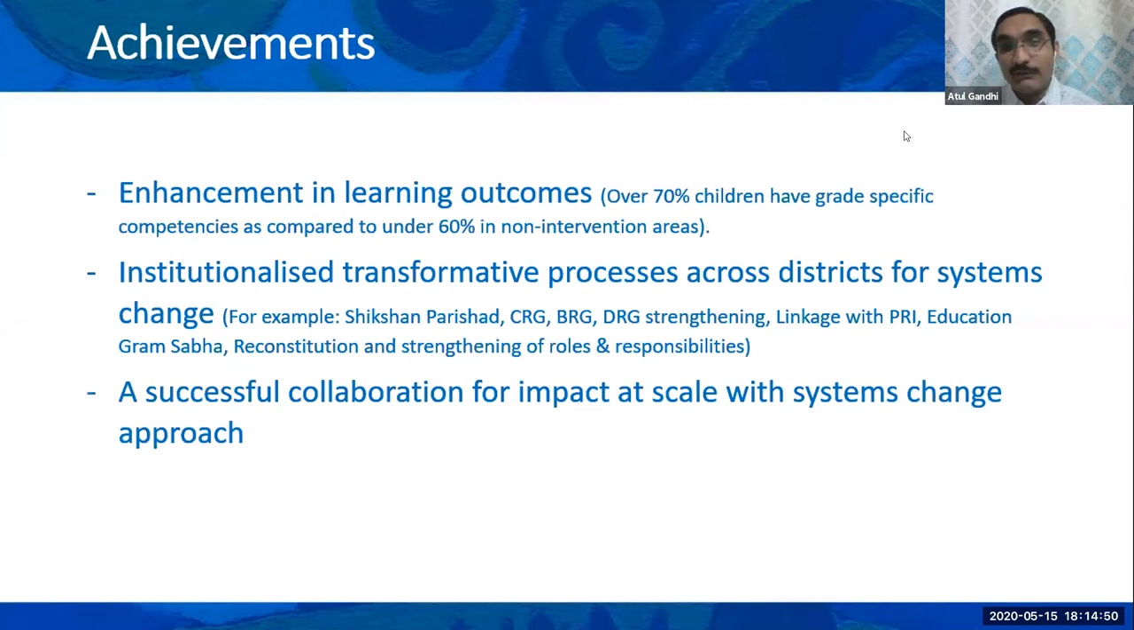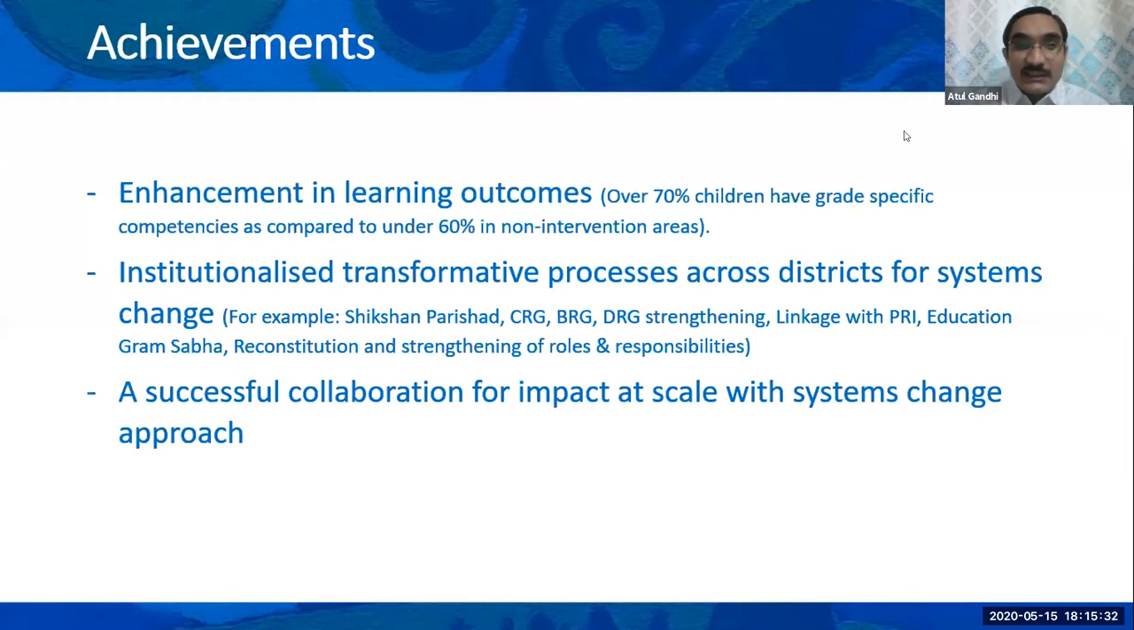We have many villages that have started conducting education gram sabhas, where the issues are then placed before the main gram sabhas and put on the priority list. Reconstitution and strengthening of the roles and responsibilities of the school management committee is also one aspect of the program, where we have been able to engage the community to a very good extent to make sure that the demand side of quality education is also strengthened, because the SMCs play a great role in improving the quality of education.